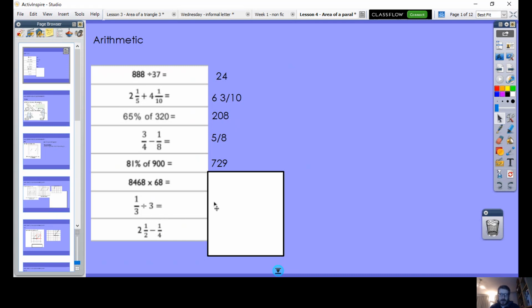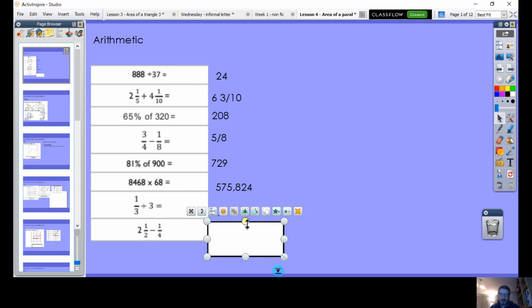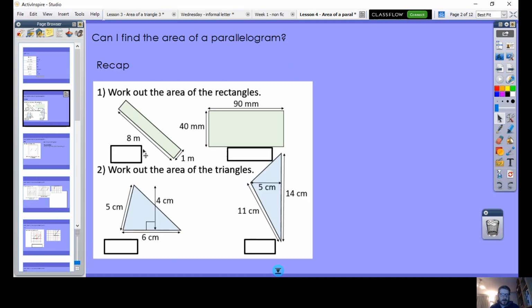A third divided by 3. We're going to multiply the whole number by the, missed one. 8,468 times 68, 575,824. Now it's a third divided by 3. Multiply the whole number by the denominator, and we got 1/9. And then 2 1/2 take away a quarter. We've got 2 1/4.